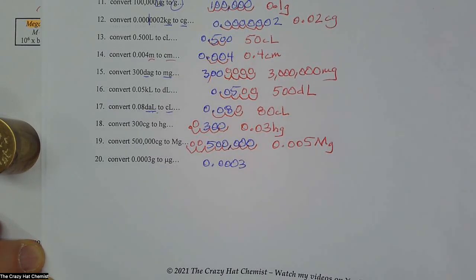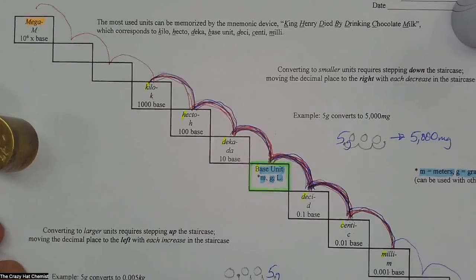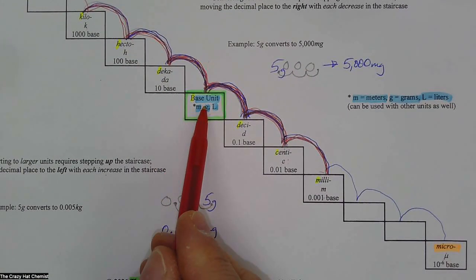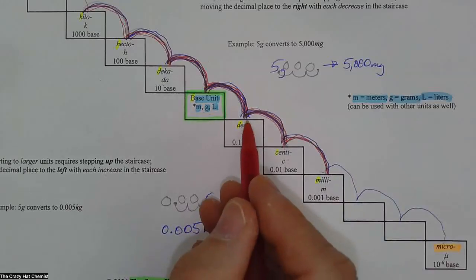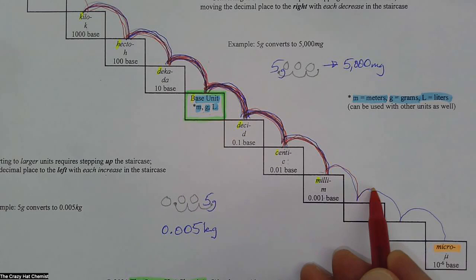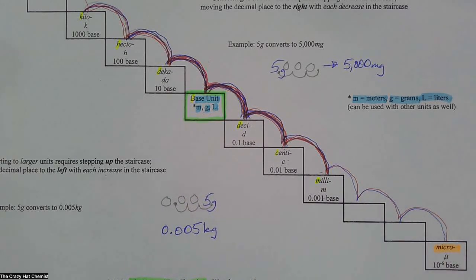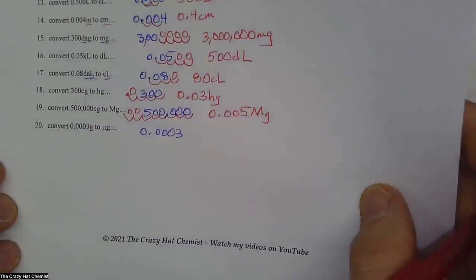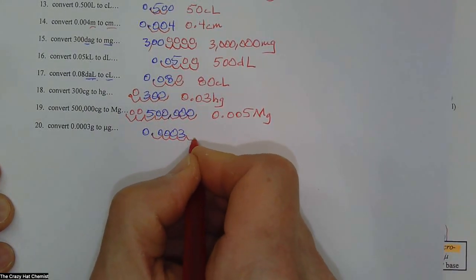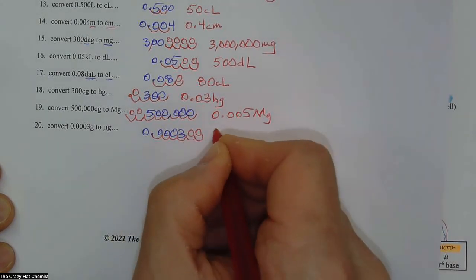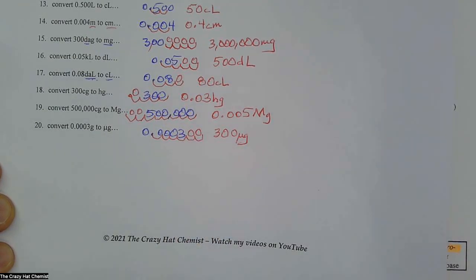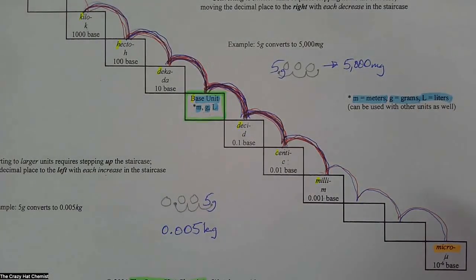All right, next one here, 0.0003 grams to micrograms. So grams to micrograms. So we're going to have to slide our chart over here. We're going to go from grams to micrograms. So grams is right here. We're going to go 1, 2, 3, 4, 5, 6 to the right. So 6 to the right. That will be here, and then we'll go 1, 2, 3, 4, 5, 6 to the right. Replace these with zeros. I'll have 300 micrograms. Perfect. All right. And we have just finished this.